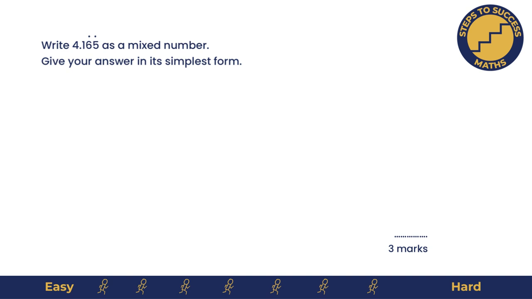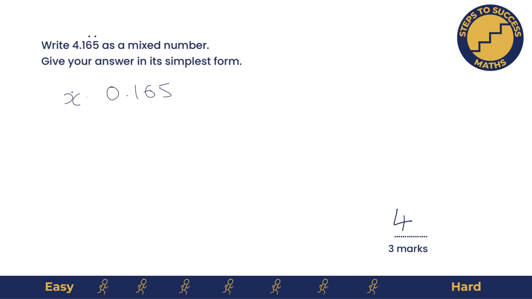Write 4.165 recurring as a mixed number. Give your answer in its simplest form. Okay, so a mixed number, so it's going to be 4 and something, and I'm going to take the 4 out to start with, and I'm just going to work with 0.165 recurring as my value of x.